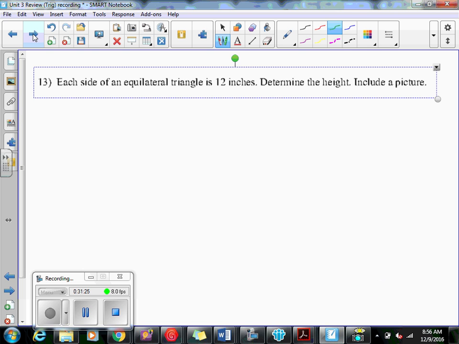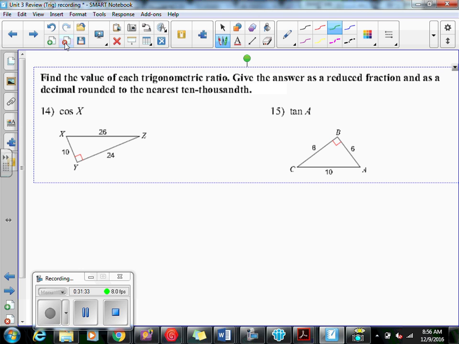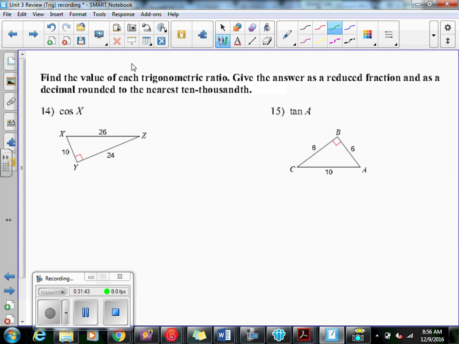Okay, this one is the same thing we had, so I'm going to delete this. Delete that page. Okay, so here we are on number 14 and 15. 14 and 15, these are your trig problems. And with these trig problems, you got to know your formulas, basically. No shortcuts for that. You just have to know your formulas. So this is pretty simple.